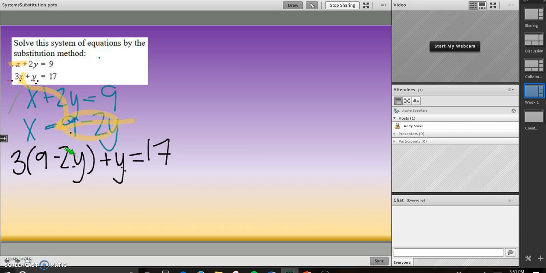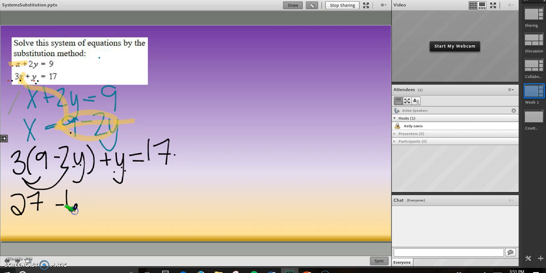When there's two different letters, like an x and a y, in the same equation, I can't solve it. When there's like a y and a y squared, or a y cubed and a y squared, I can solve that by different strategies. But when it's two different letters, I can't solve it. So now we need to distribute the 3.